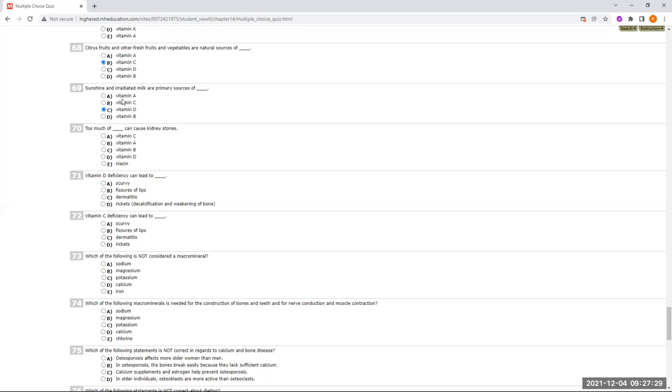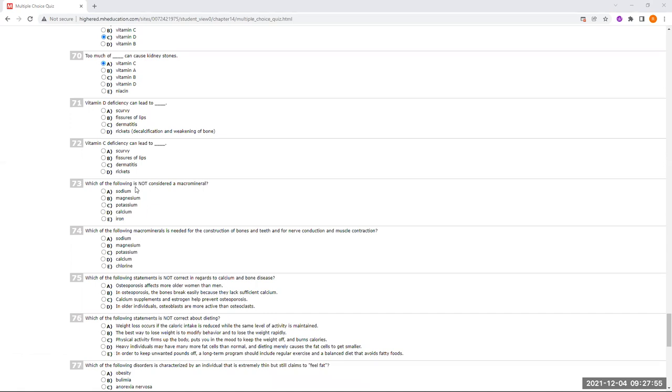Interestingly, what can cause kidney stones? What it has shown is that vitamin C could cause kidney stones, right? Vitamin C, too much of it. Which is rather interesting because it's a water-soluble vitamin and is passed out in your urine. But that is why they say everything in moderation. Let's go to the next one.